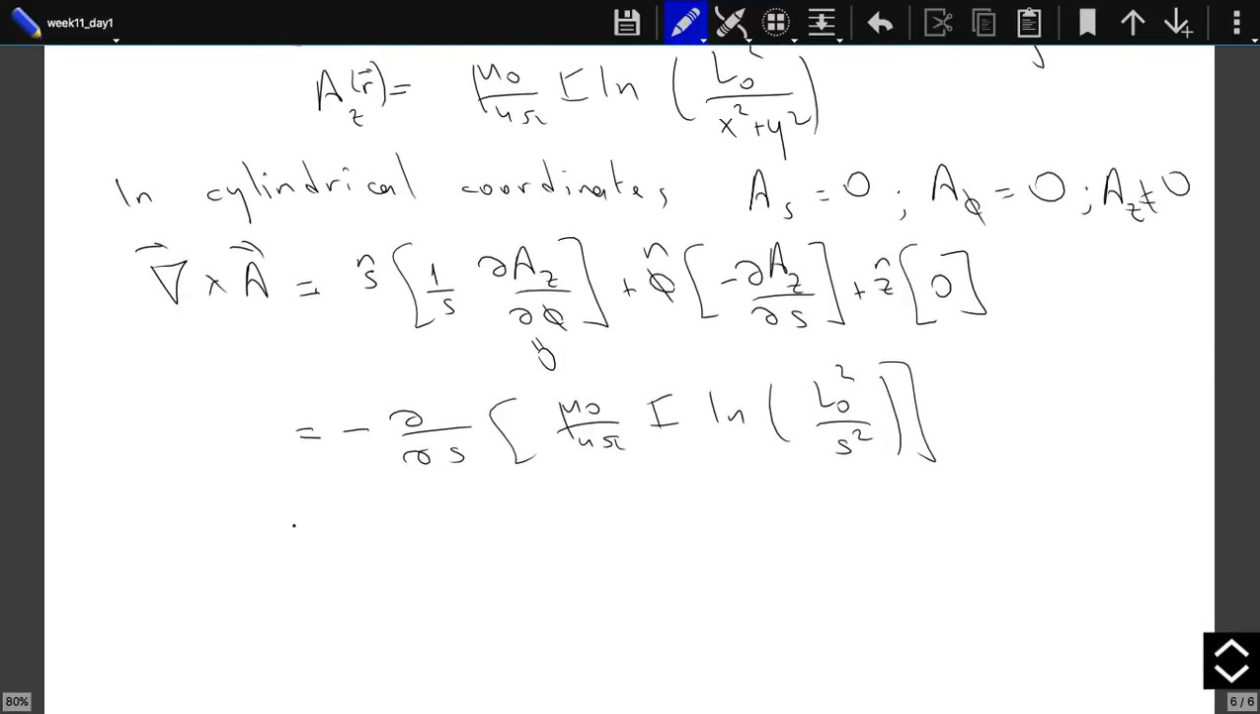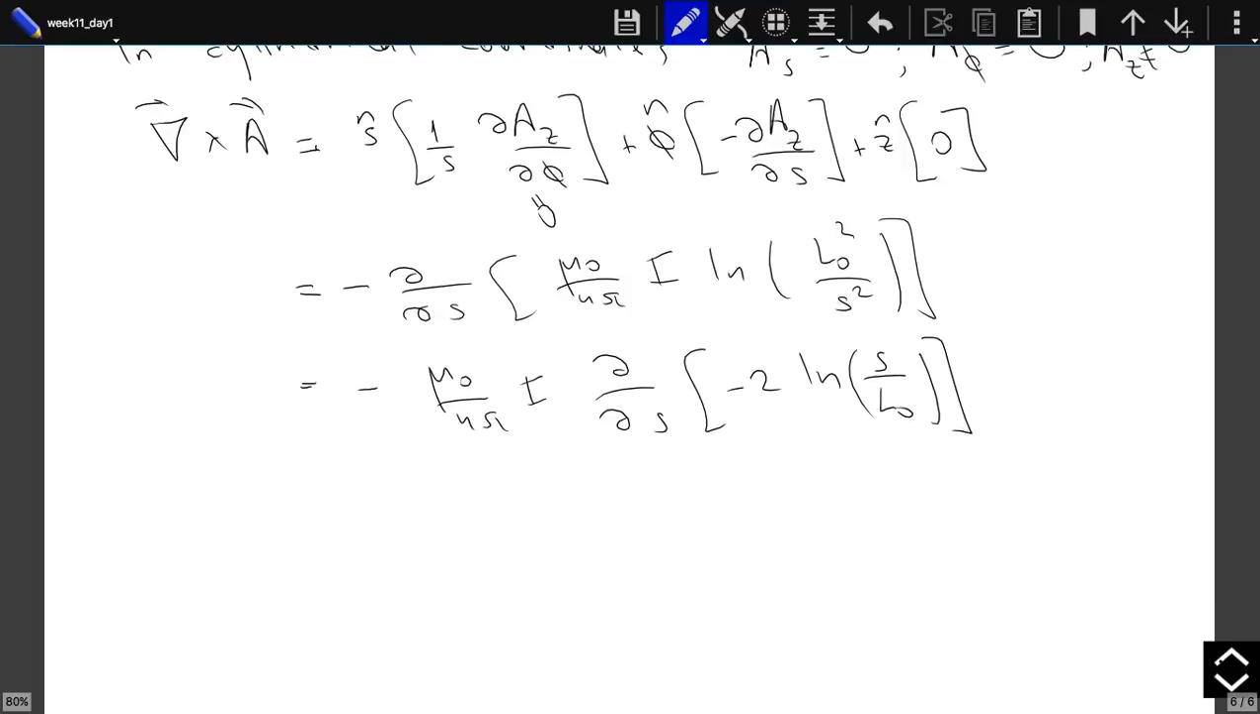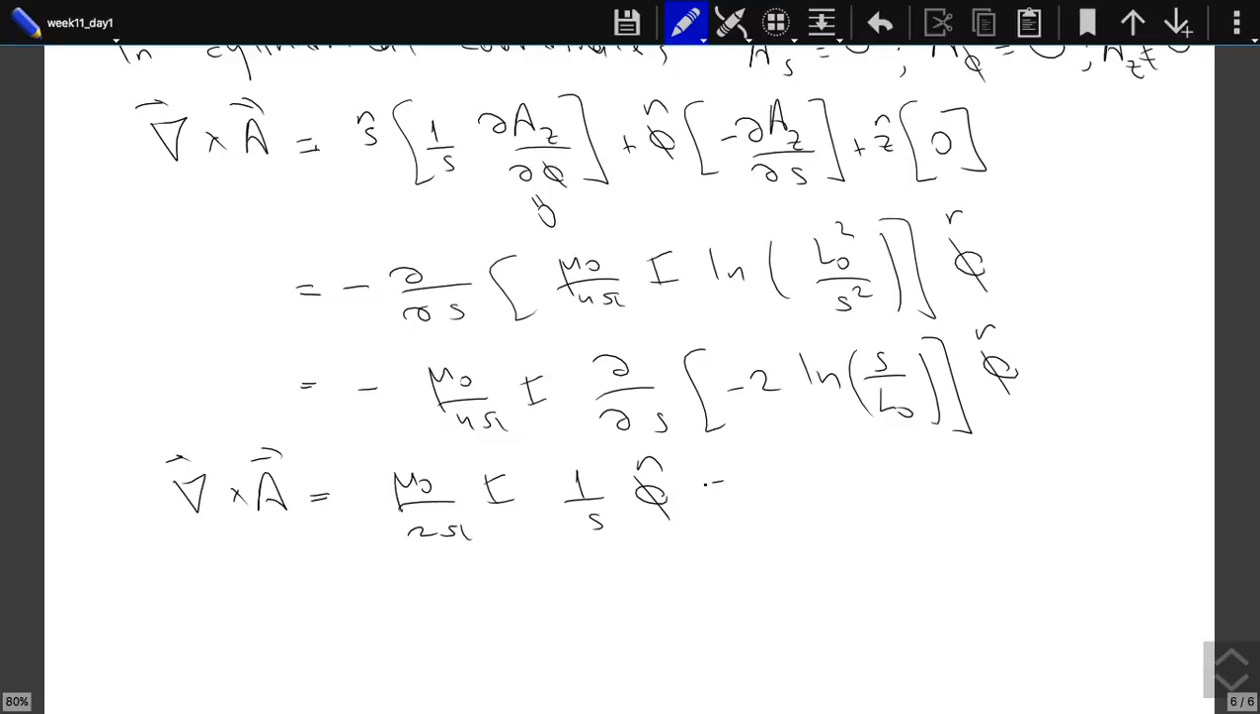Minus mu 0 over 4 pi I times derivative with respect to s of minus 2 logarithm of s over L0, in the phi hat direction. This is equal to mu 0 over 2 pi I. If you take the derivative, that just gives you 1 over s in the phi hat direction. Mu 0 over 2 pi s times I in the phi hat direction. This is our B that we had already calculated.